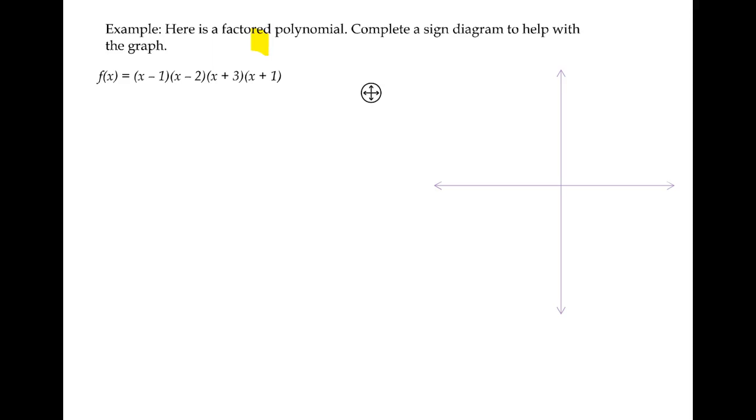So when a polynomial is fully factored, it makes life a lot easier because we can identify our zeros right away. They would be positive 1, remember opposite sides, positive 2, negative 3, and negative 1. So opposite signs of our factors.